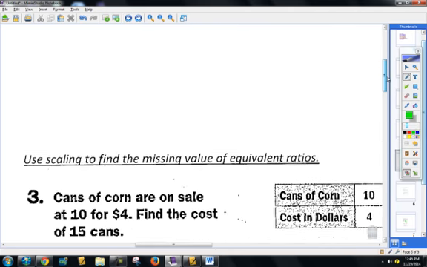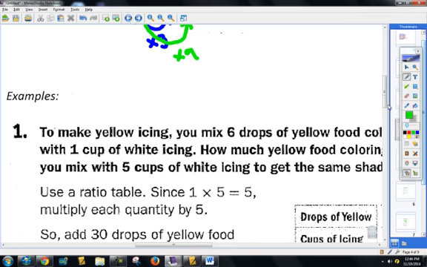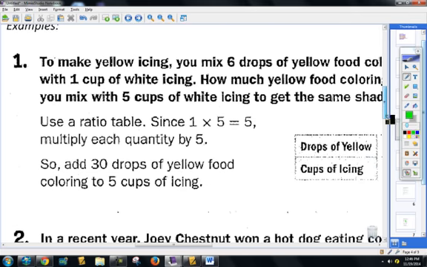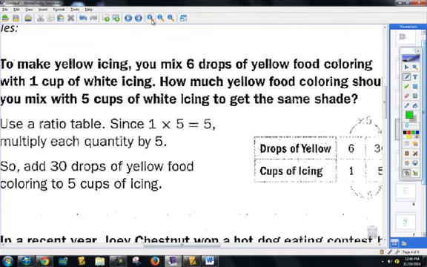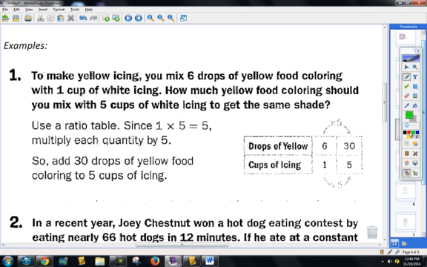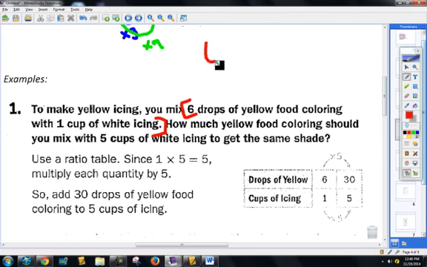All right, let's get back to the front page here. Let's go down to this one here. To make yellow icing, you mix 6 drops of yellow food coloring with 1 cup of icing. What is that right there? A ratio, exactly. Every time you're given a ratio, you should come up here and write it like this. I'm going to show you 2 ways here, so I need you to be writing this. If I'm writing it, you're writing it. I'm not going to ask you to write that much.